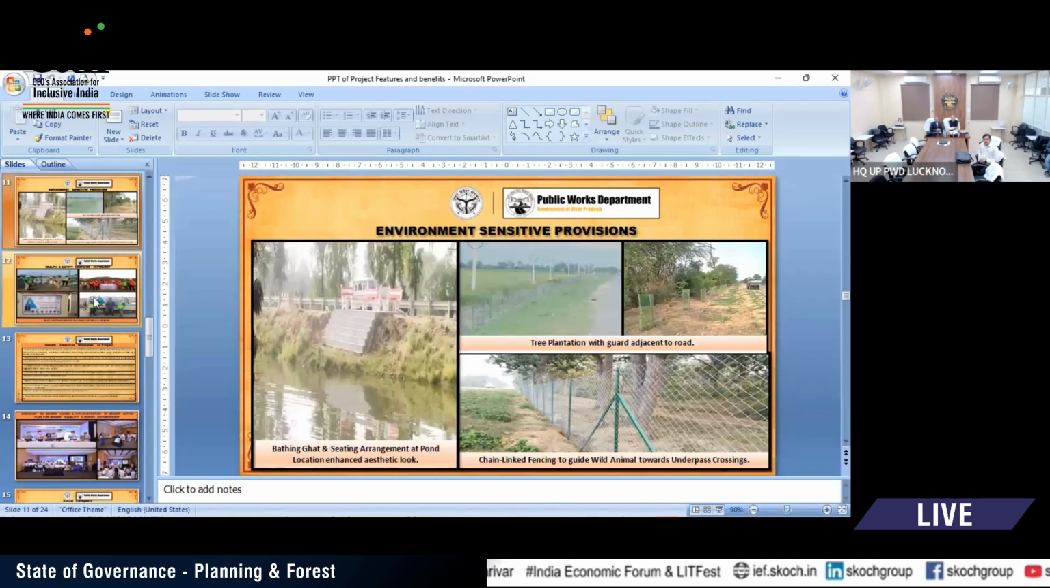And these are the environmentally sensitive measures which we have completed in our 4 projects, like environment enhancement, then tree plantations, and also we have got this chain link fencing to keep wildlife from coming onto the road, because some areas are sensitive for nilgais and all, they used to come to the highway. For traffic safety, we provide this chain link fencing also.